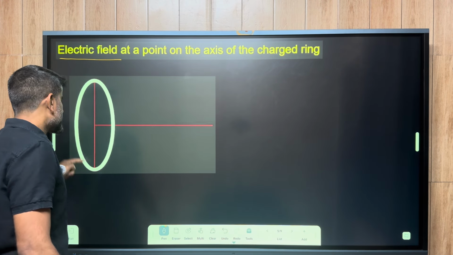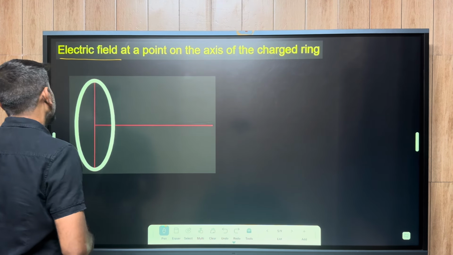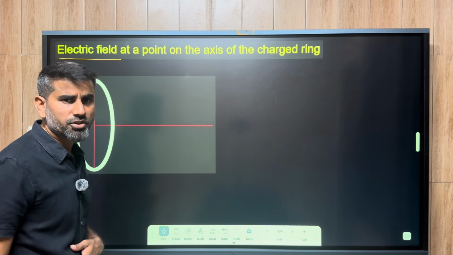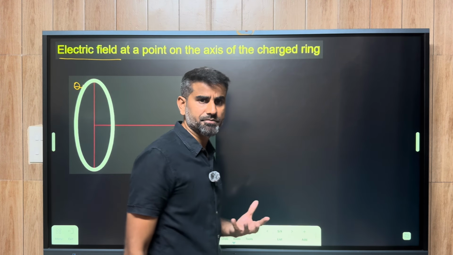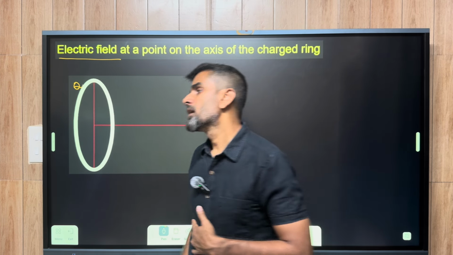So this is the charged ring. Let us say the charge on the ring is Q. You can take lambda as well, but I'm taking Q. Okay.